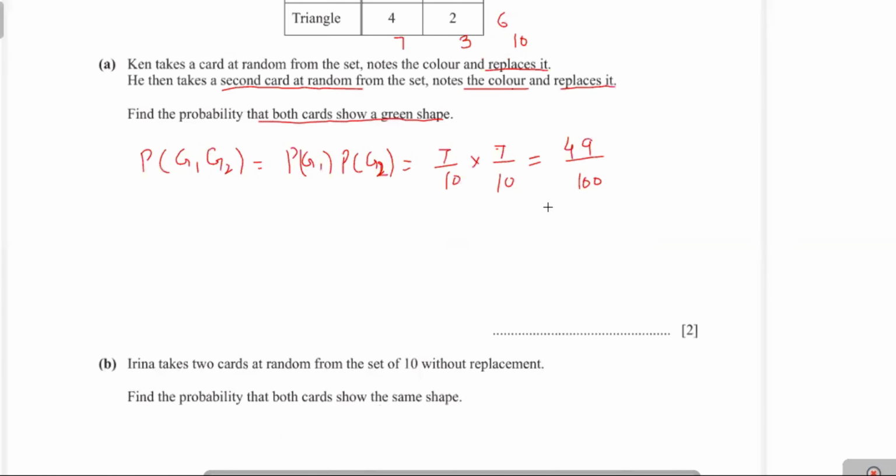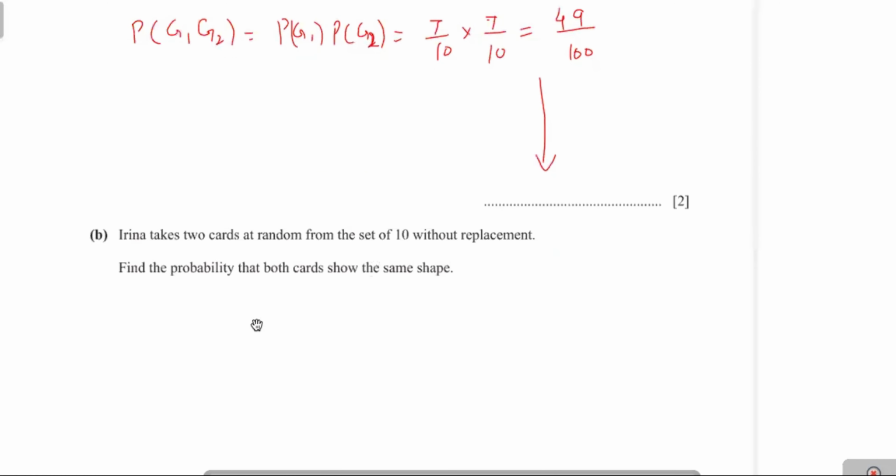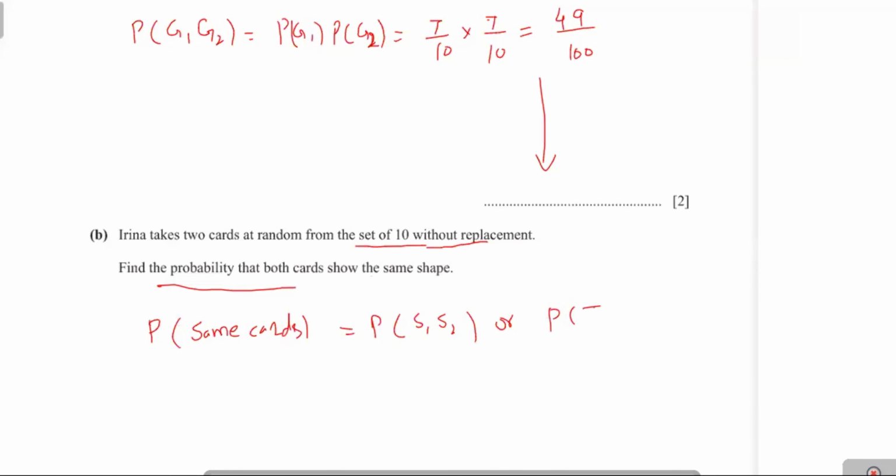Now, the next question. Irina takes two cards at random from the set of 10 without replacement. Find the probability that both cards show the same shape. Now both cards of the same shape, we write the probability of same cards, that will be equal to the probability of both are square cards, S1 and S2, or the probability of both are triangular shape, T1 and T2.